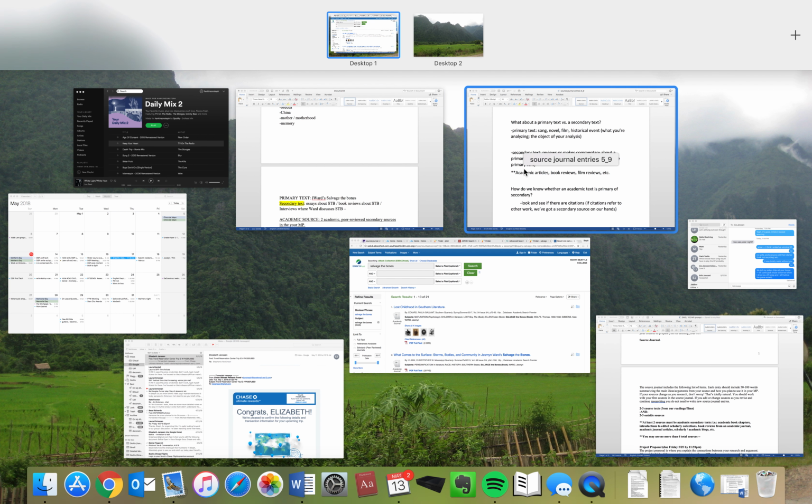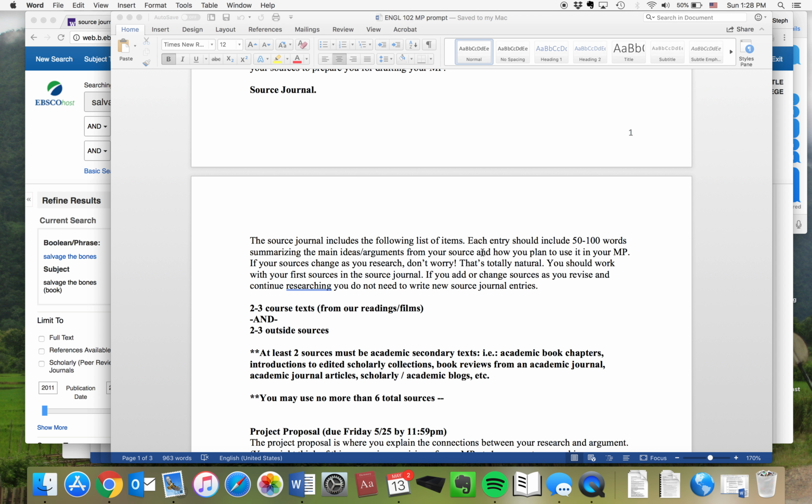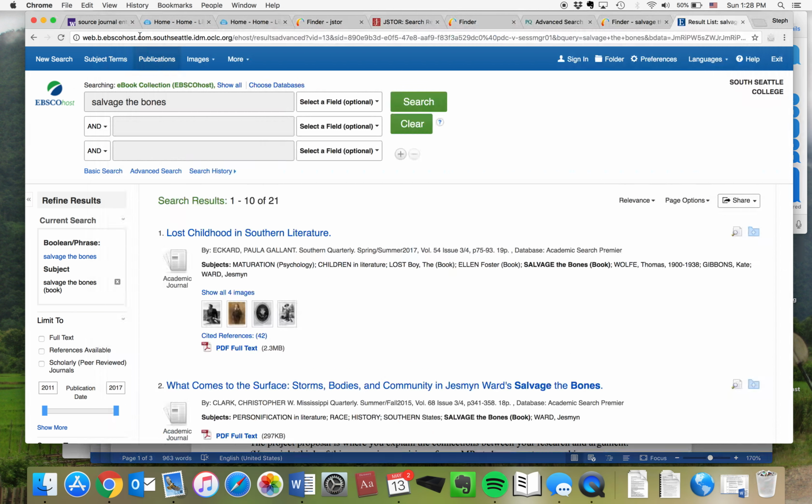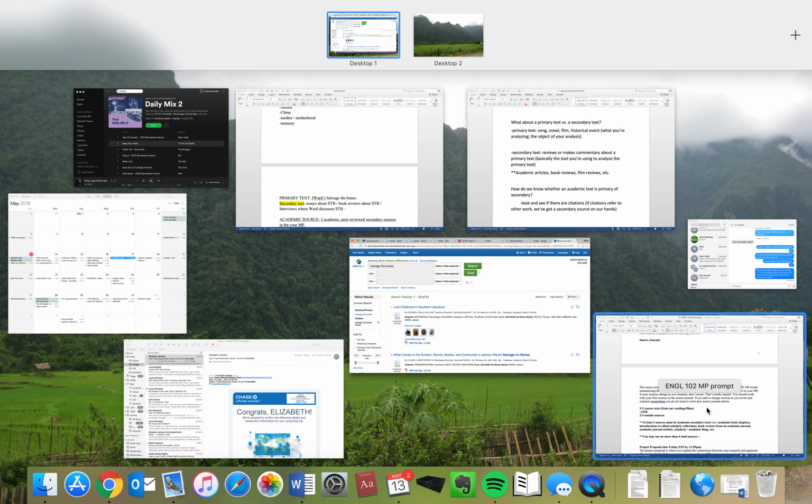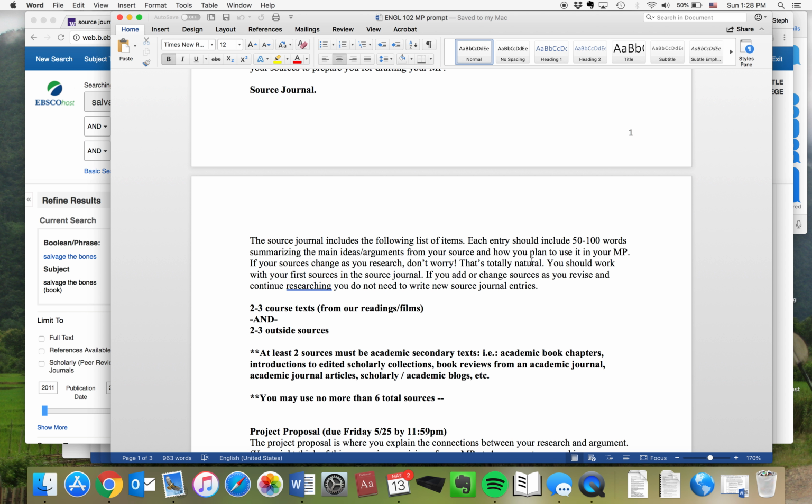So the first thing I wanted to do is just go over what we're doing with the source journal again. You're not totally working on the source journal yet. One of the things you're going to do this week is work on finding your academic source for a mock source journal entry, which we're going to talk about on Thursday. Basically the same idea is going to apply when you're actually working on your specific project.